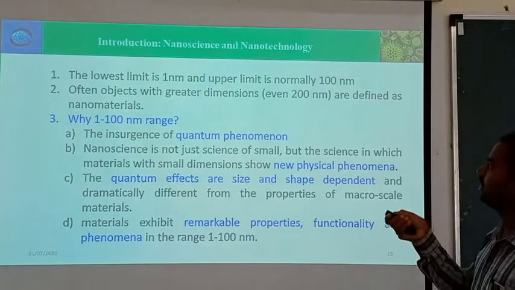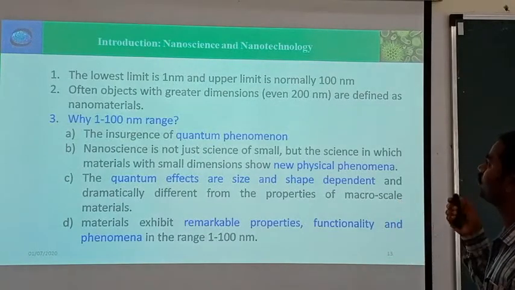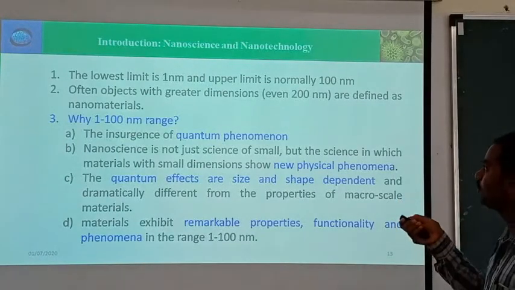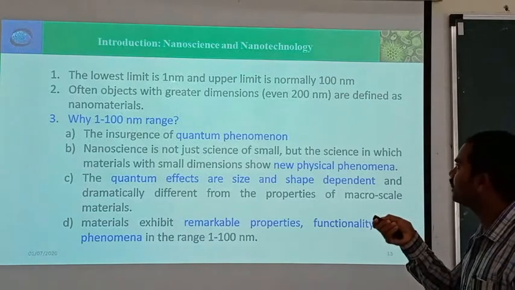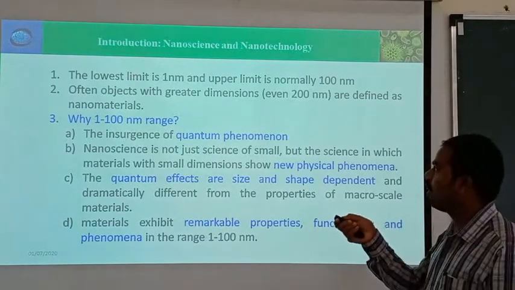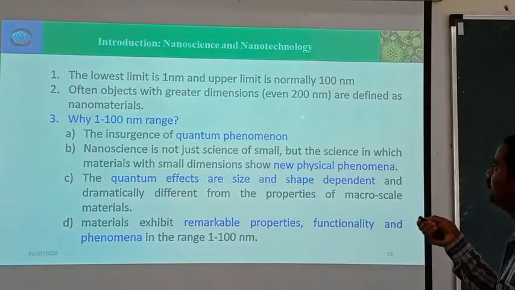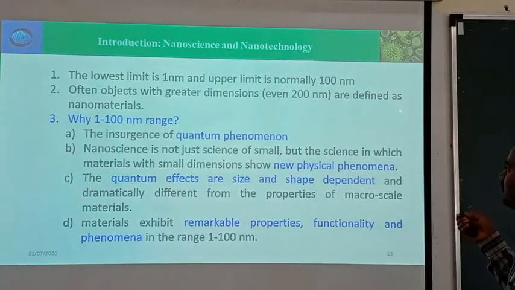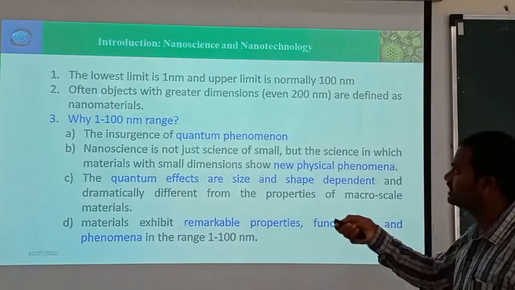Now, the lowest limit is 1 nanometer and the upper limit is normally 100 nanometers. So, generally talking about nanoscience, 1 nanometer to 100 nanometers, just a general term. Often, an object with a dimension greater than that, like even 200 nanometers, you can also call a nanomaterial.